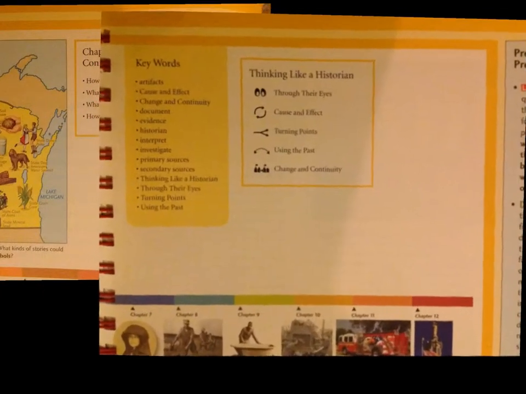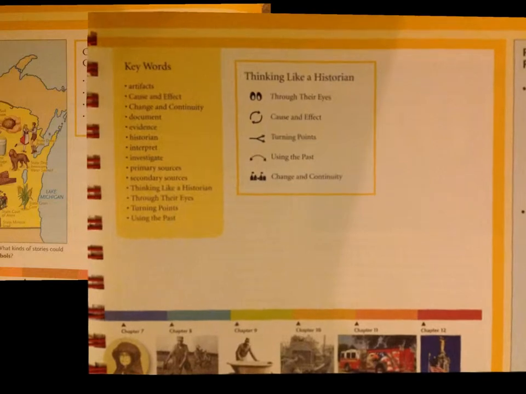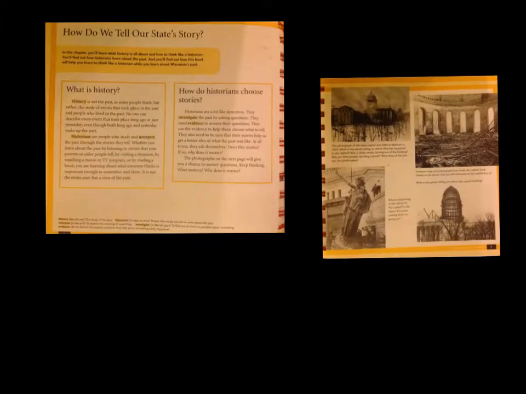On page 3, you'll see some keywords from the chapter, and you will also notice that there's a box labeled Thinking Like a Historian. In this box are symbols that represent different things. We will learn what these symbols mean so that we know how to read this textbook best.